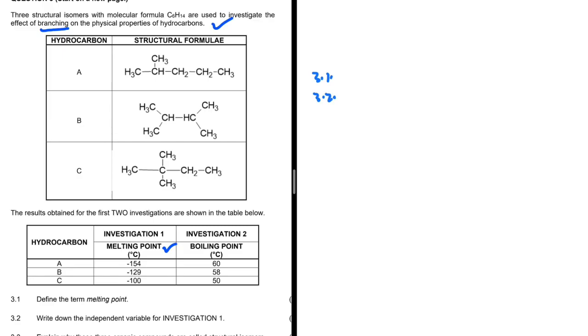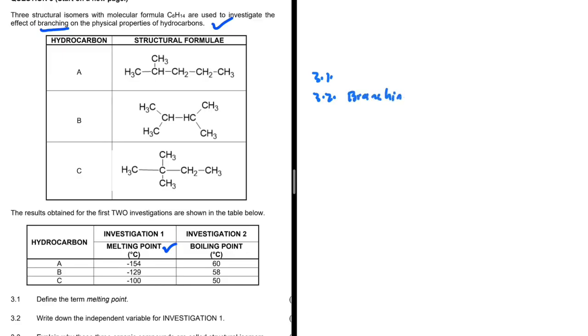The dependent variable is what we are measuring and the independent variable is what we are willingly changing, while the control variable is what is the same with regards to those different compounds. What is similar between those compounds? It can be functional group, it can be molecular formula, and so on. So independent variable, what is it that we are willingly changing? We are changing the branching because in this investigation, we're investigating the effect of branching on physical properties. So the answer to 3.2 is branching.